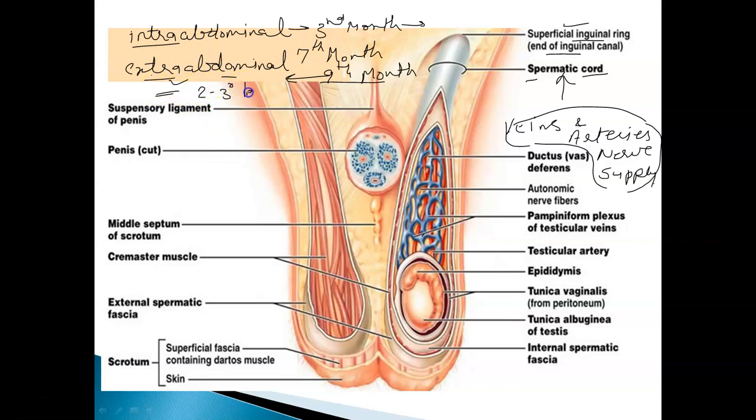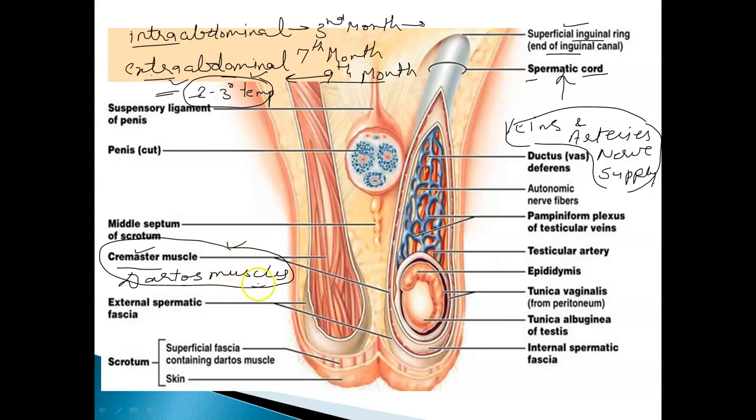the normal body temperature. So 2 to 3 degrees lower than normal, and this temperature is provided by the scrotum, because the scrotum has muscles, look at this, the cremaster muscle, and one more muscle I'll write here, that is the dartos muscle. So the dartos muscle and the cremaster muscle, which are present in the spermatic cord, help in regulation of temperature inside the scrotum and testes.